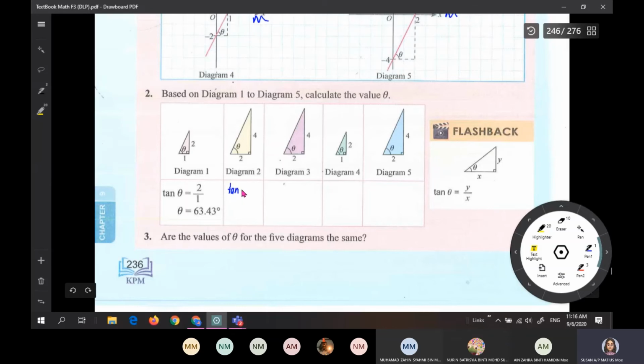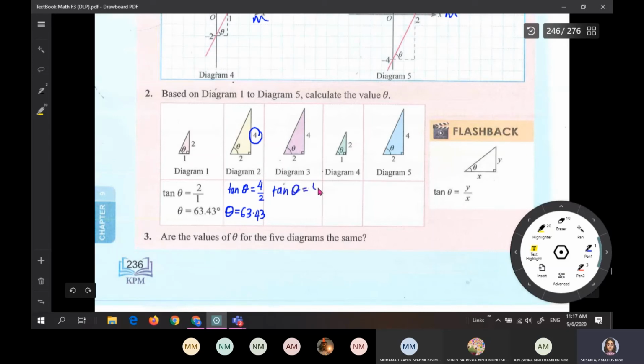Okay, so this is tangent. Tangent means what? TOA. TOA is opposite divided by adjacent, kan? So opposite is 4 divided by 2. You may use your calculator. So when you use your calculator, tangent theta for 2, what's the answer you get? 4 divided by 2, you will get 63.43. So the angle will still be 63.43.